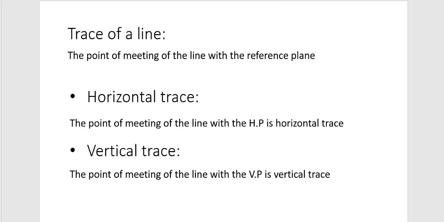So now I will give you a new term here. You have to know the definition. You have to know what this is. It is the trace of a line. So basically, what is a trace? It is the point of meeting of the line with a reference plane.